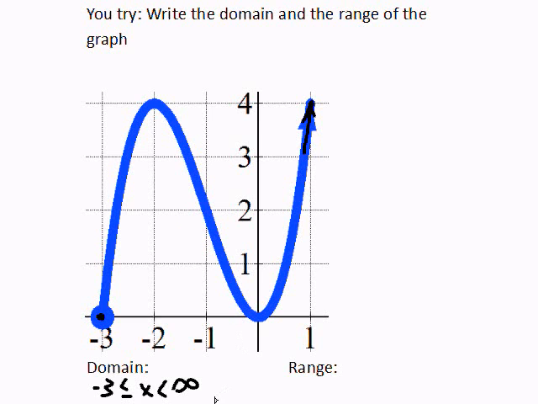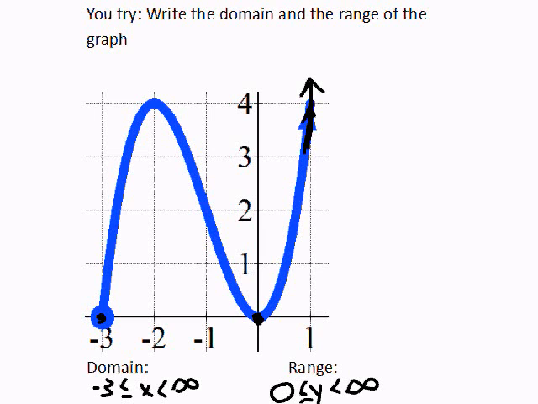For the range, notice the graph goes all the way down to 0 in 2 different places. That's okay. That just means that 0 is the lowest value on the graph. The graph goes forever up, so we write infinity for our highest y value, and our y values are in between. We underline the 0 since it actually equals 0, and for the infinity, we do not underline it because you cannot reach infinity.